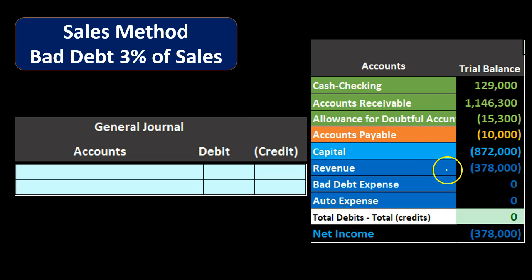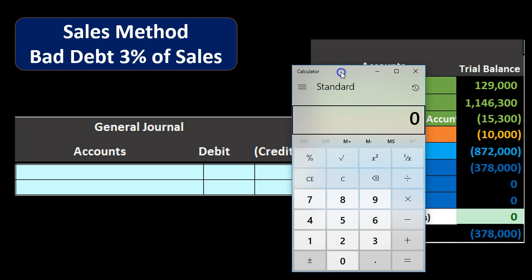So how much of those sales that we make on account, where we don't collect cash at the point of sale, do we think are uncollectible based on past history? And then if we say that it's 3%, we're going to just take that number, the 378,000 times 3%, 0.03, gives us the 11,340.